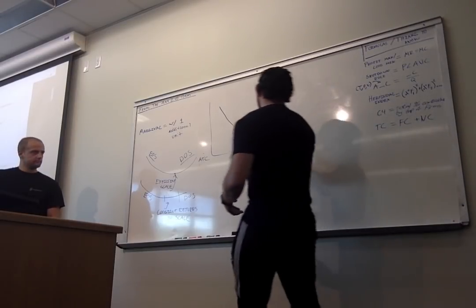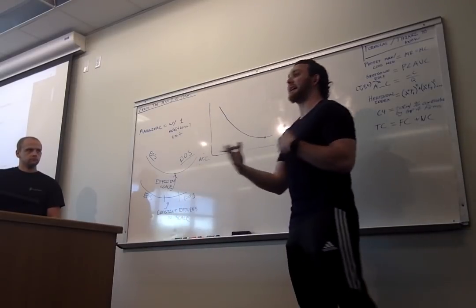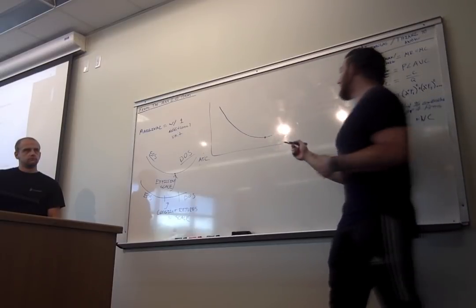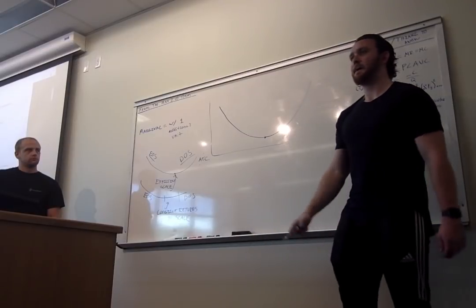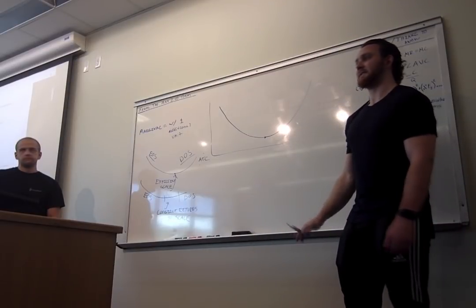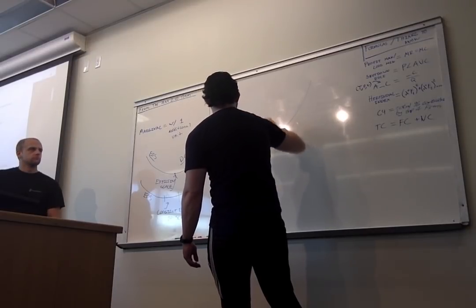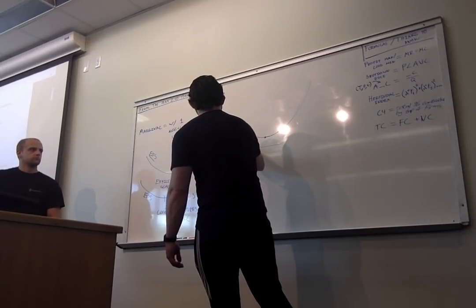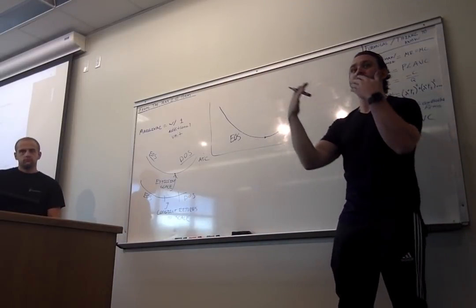But then you get to a point here where it's no longer getting less expensive for you. And then all of a sudden it starts to get more expensive for you to produce more units. Does that make sense? So everything from here to here is an economy of scale because it's economic for you to continue to scale, right?